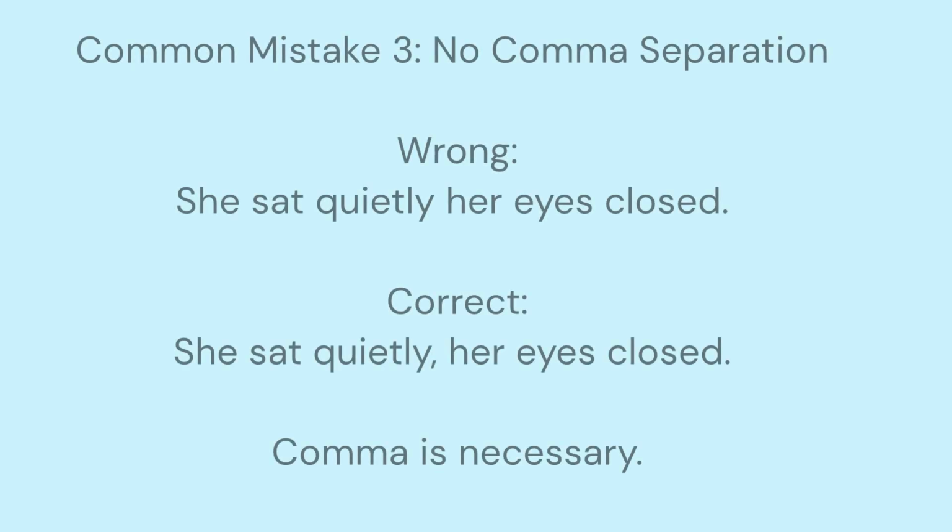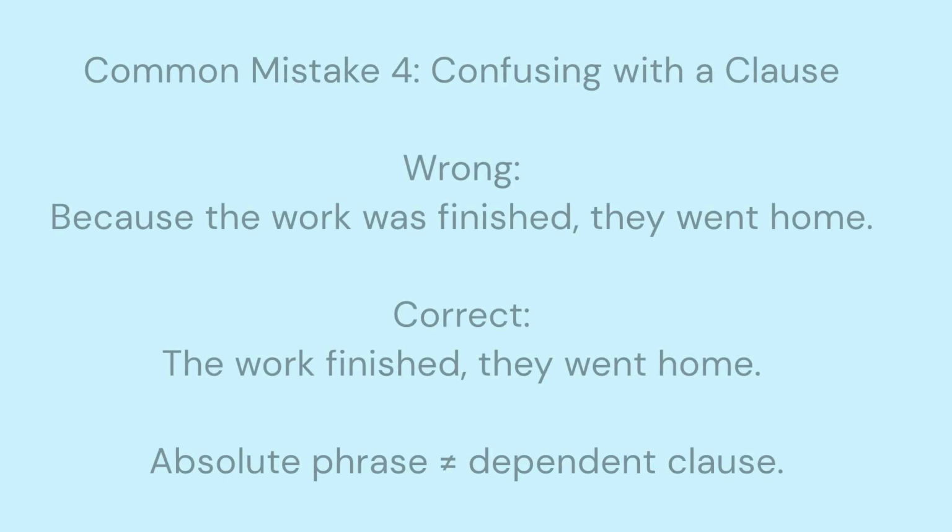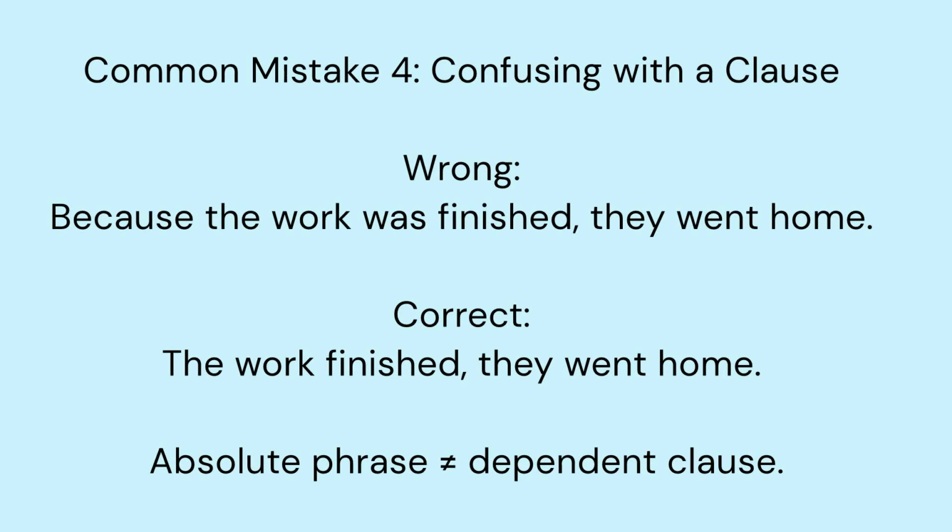Common mistake 3. No comma separation. Wrong: She sat quietly her eyes closed. Correct: She sat quietly, her eyes closed. A comma is necessary. Common mistake 4. Confusing with a clause. Wrong: Because the work was finished, they went home. Correct: The work finished, they went home. An absolute phrase does not equal a dependent clause.